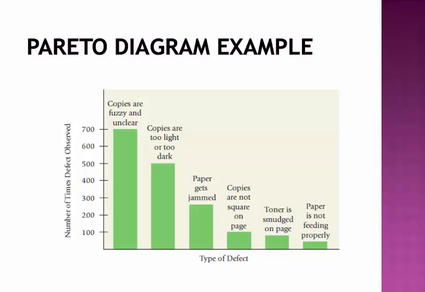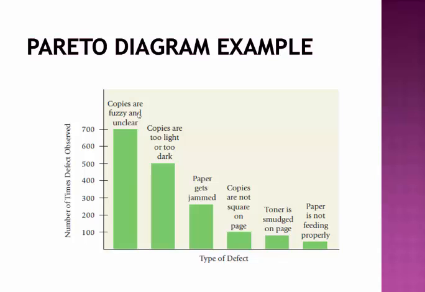We can take the information from a Pareto diagram and put it on what is called a cause and effect diagram and try to figure out what is the root cause of the defect. What is the problem? Why are the copies fuzzy and unclear?